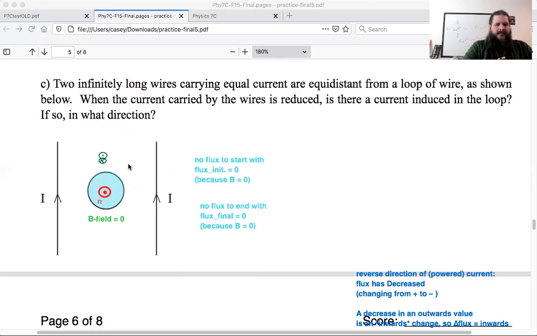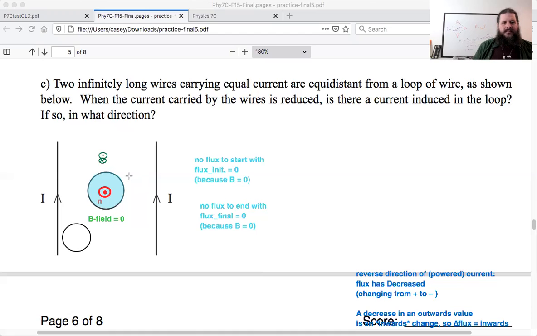But if it was closer to the right wire, for example, then it wouldn't be a net of 0, right? If you had your loop of wire over here, closer to the left wire, then you're going to have more inwards than outwards. So you would have a non-zero amount of flux. And then when you change the currents in the wires, the magnetic field would get weaker, so the flux would get weaker, and that would lead to current flowing in the loop, I mean.